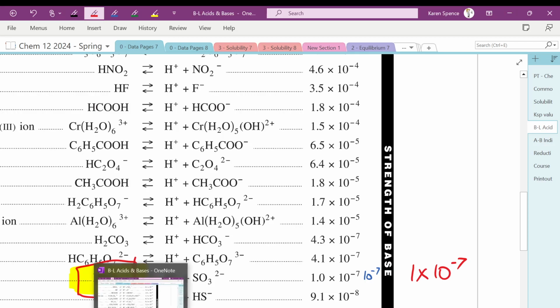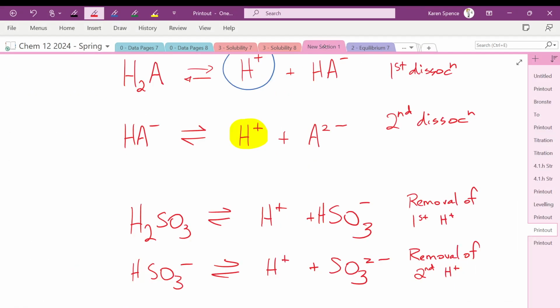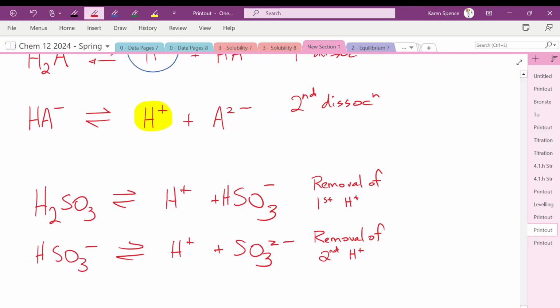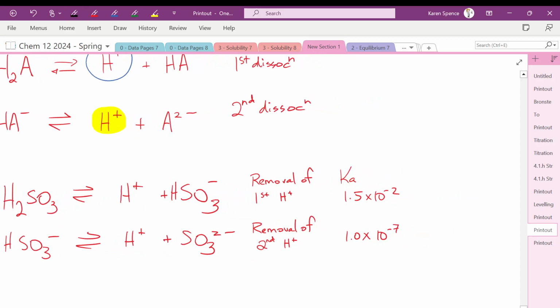Okay, so let's pop back here. So the Ka, 1.5 times 10 to the minus 2, and this one is 1.0 times 10 to the negative 7. What do those values tell you? They tell you concentration of products over concentration of reactants, right?